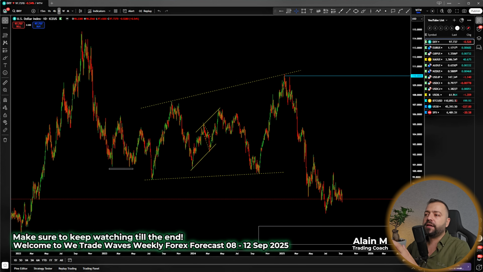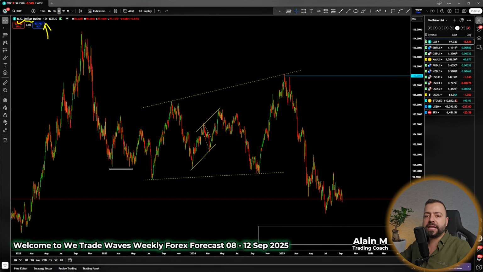For this one, as usual, I'll start with the DXY, which is the dollar index. As you can see here, this is the DXY and that's the daily chart. I'm using TradingView as a charting platform in case you want to know.